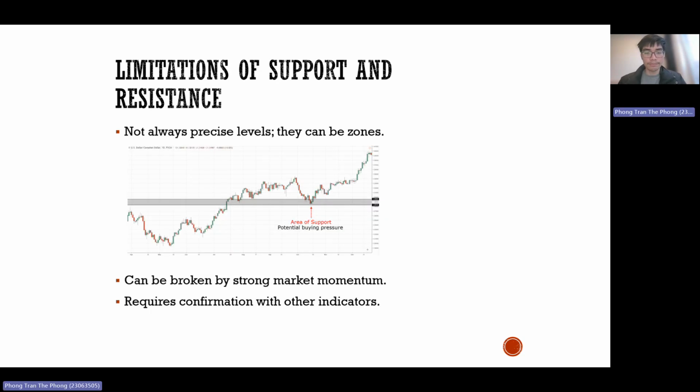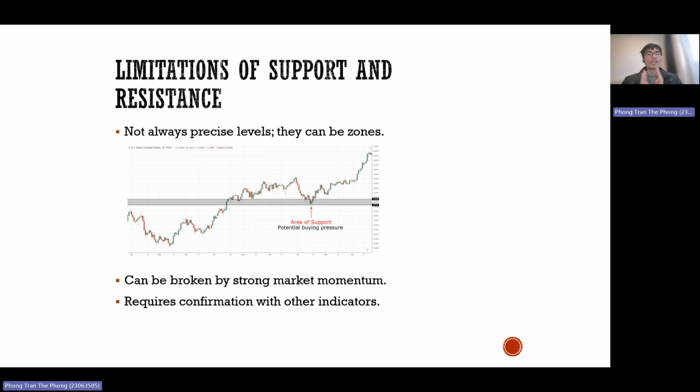Also, some limitations. Support and resistance are not always precise levels. They can be zones, like in this example below. It can be a zone from, let's say, $100 to $102. It can be broken by strong market momentum. For example, a positive earnings report can make the price of, let's say, Nvidia break through a major resistance line because many people are more confident in the stock.